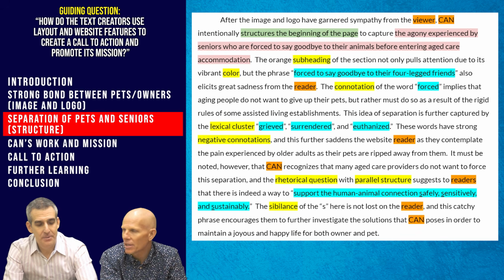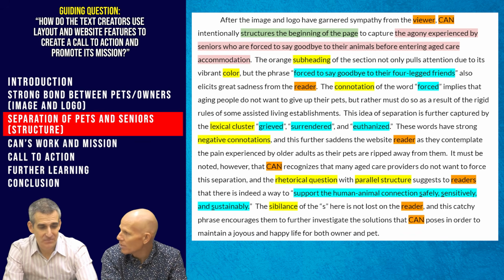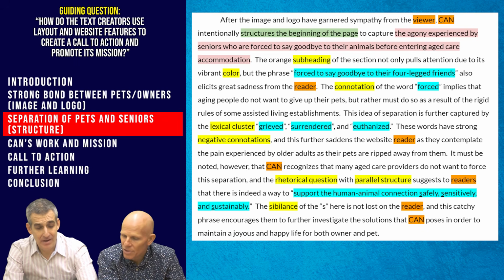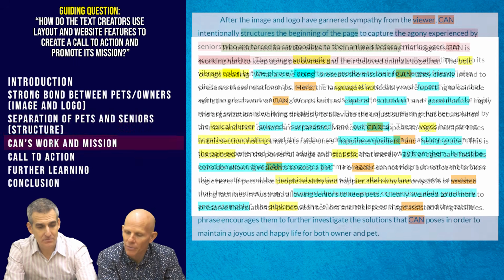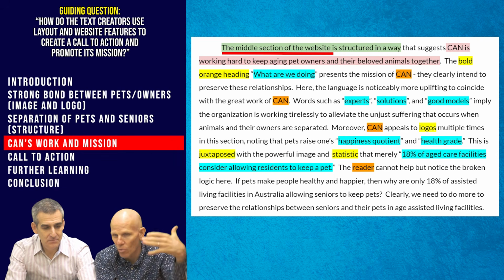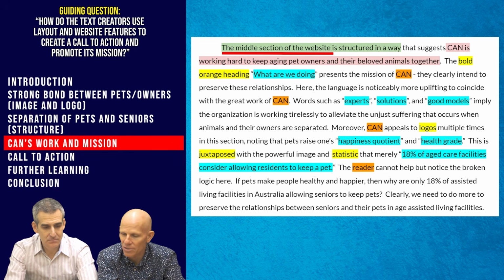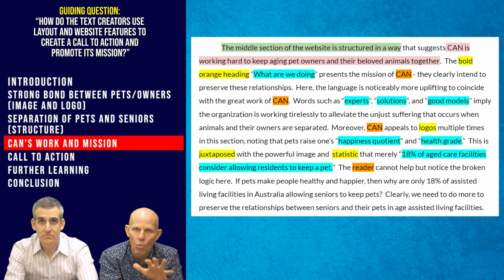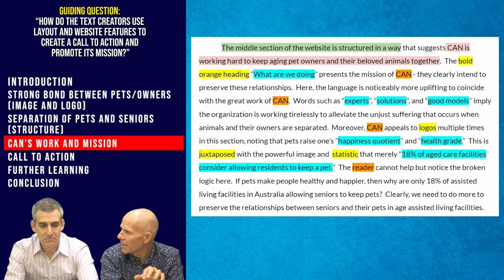They talk about the guiding question as your point of entry. Clearly, the website features is the point of entry for this student, so that's good. Yeah. So then we have the next body paragraph talking about the middle section of the website. They're very clearly showing us that they're walking through the text chronologically, but connecting to this idea of the work that CAN is doing.